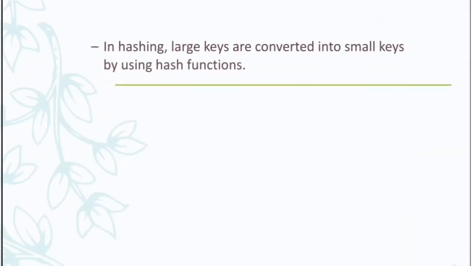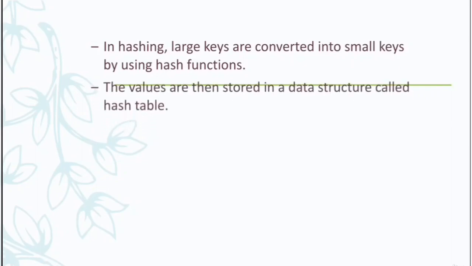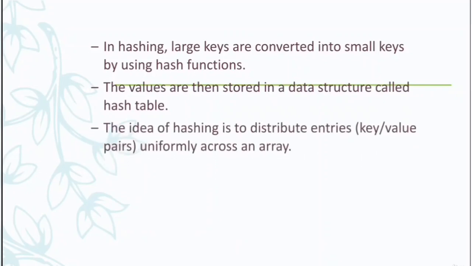Let's move towards the next point: in hashing, large keys are converted into small keys by using hash functions. We will see later on what hash functions are. The values are then stored in a data structure called a hash table. The idea of hashing is to distribute entries, that is, key value pairs, uniformly across an array.